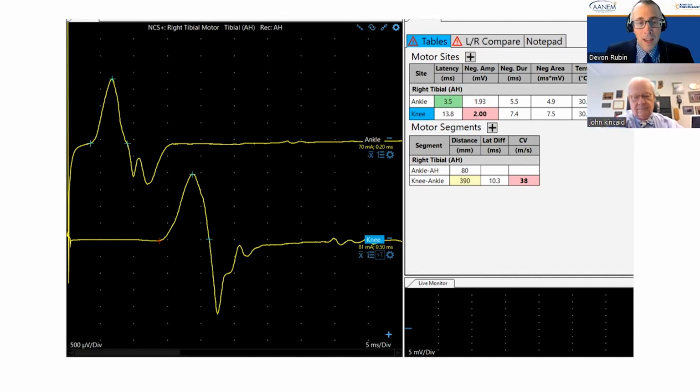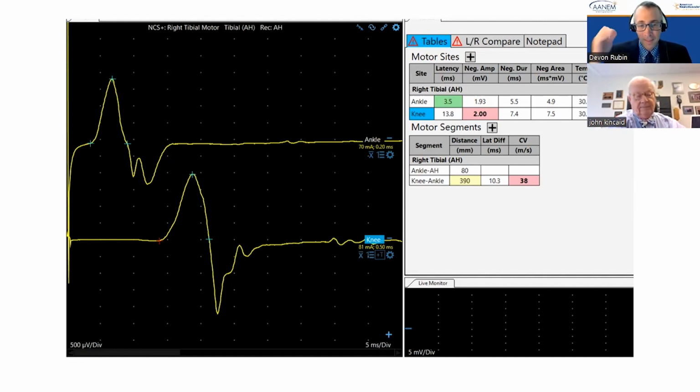So let me ask you, this might be easier or a difficult question, but whenever I see this kind of waveform of the tibial and it has a big trailing positivity, it looks kind of funny. It looks different to me than what we often see. Do you ever see that? And what do you make of that? Or is that just normal variation?